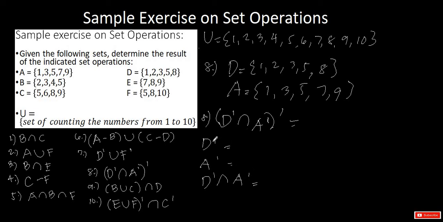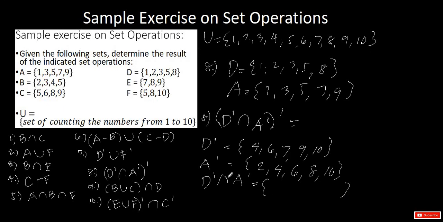Okay, so first we list the elements of the complement of set D. So what are the elements found in the universal set that are not found in set D? So we have 4, 6, 7, 9, and 10. What about in A complement? What are the elements found in the universal set that are not found in set A? So we have 2, 4, 6, 8, and 10.